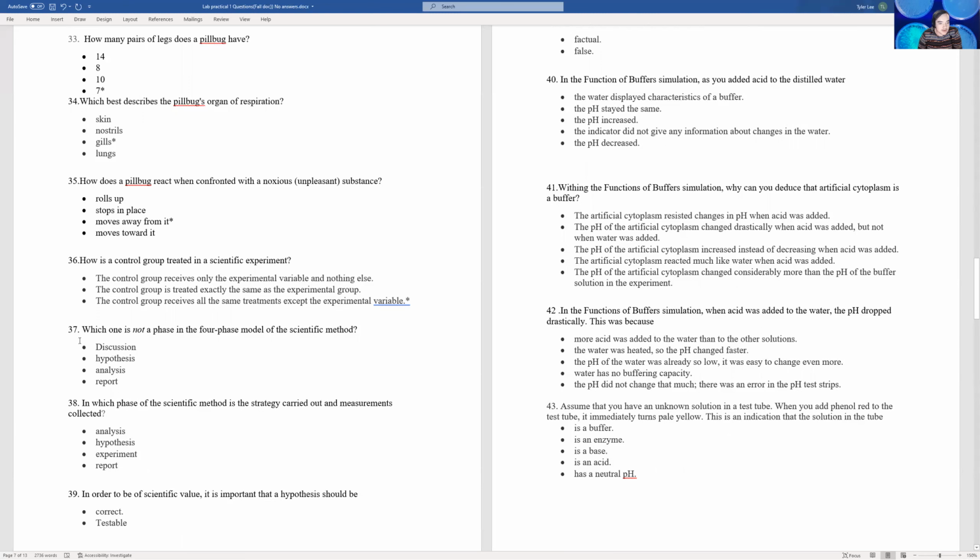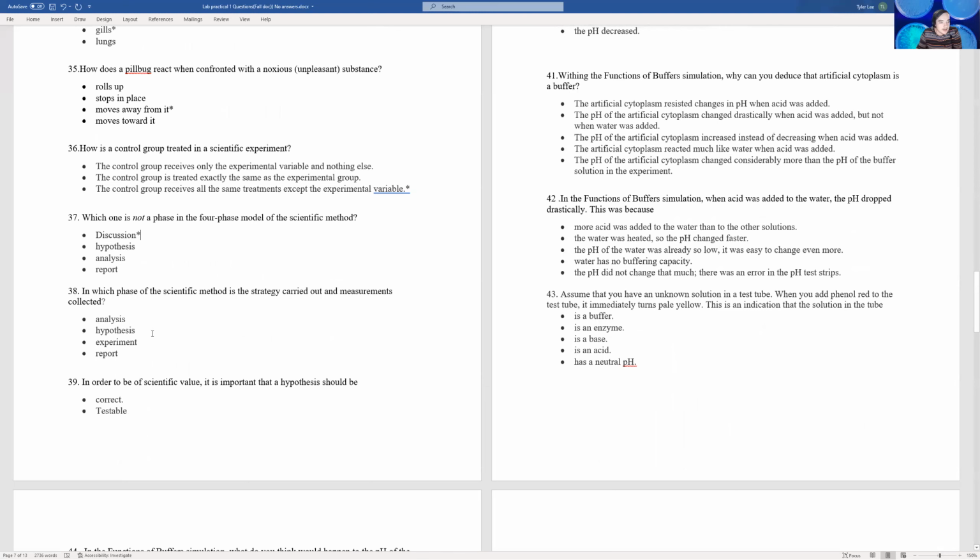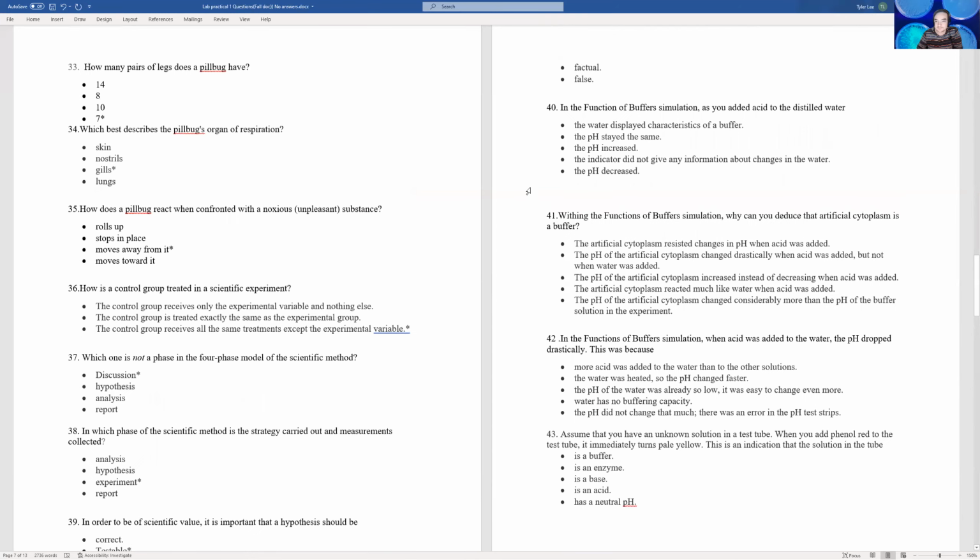Let's see. Which is not one of the phases in the 4-phase model of the scientific method? That would be discussion. In which phase of the scientific method is the strategy carried out and the measurements collected? When it says the strategy carried out, you're actively doing something and collecting measurements, that sounds awfully like an experiment. So that is going to be the stage when you do that. And then here, it's a repeat question. In order to be of scientific value, it's important that a hypothesis be testable.